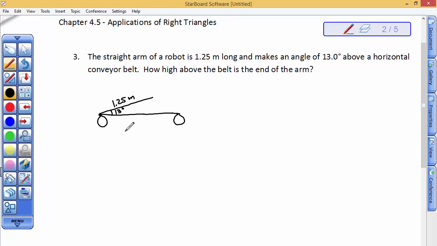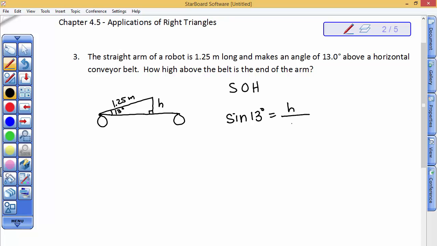Let's drop a perpendicular to get the height above the belt. So I just formed my right angle. I don't bother with letters in story problems, except for my unknown, and I'm going to call it H for height. I know this angle. I want the side opposite. I have the hypotenuse because it's opposite the right angle. Opposite and hypotenuse. SOHCAHTOA. So the sine of an angle is the side opposite over the hypotenuse.